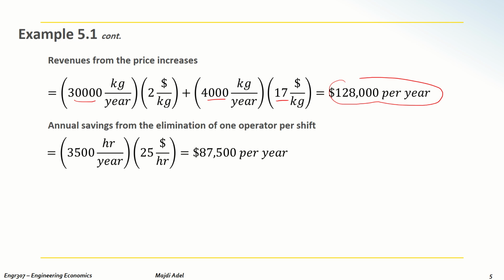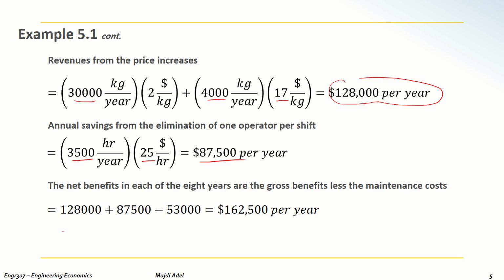Now we have annual savings from one operator per shift, which is 3,500 hours per year multiplied by $25 per hour. So we have savings of $78,500. The net cash flow is the inflow minus the outflow. We have only the maintenance of the system, which is $53,000, so we will have a net cash flow of $162,500.